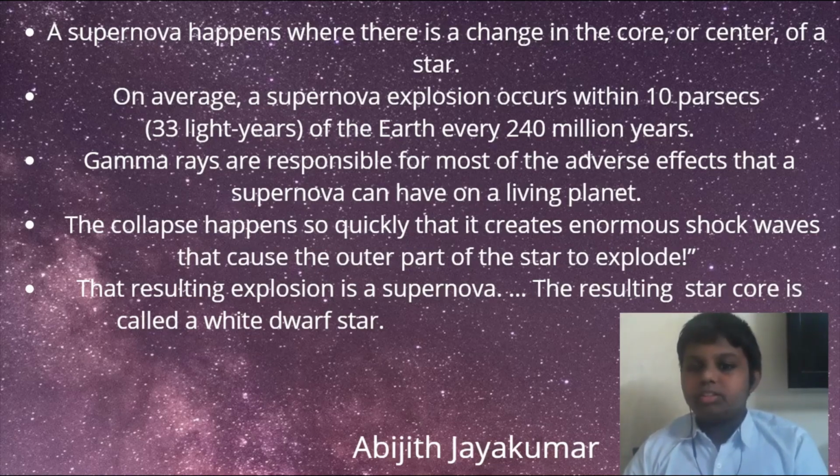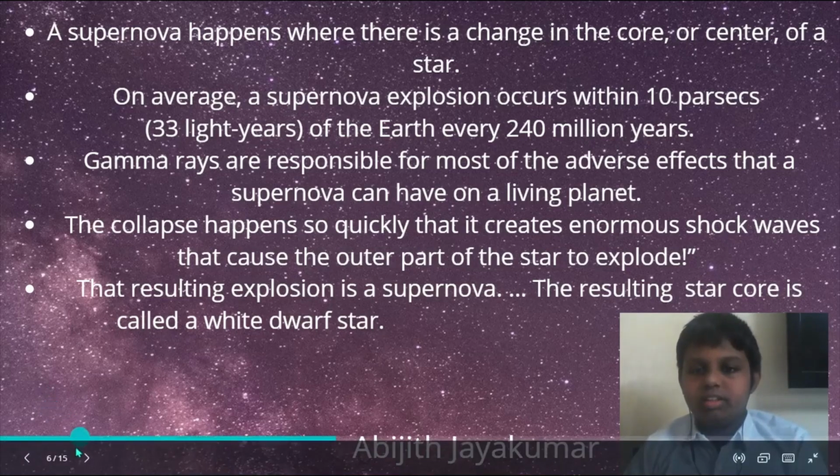The collapse happens so quickly that it creates enormous shock waves that cause the outer part of the star to explode. That resulting explosion is a supernova. The resulting star core is called a white dwarf star.